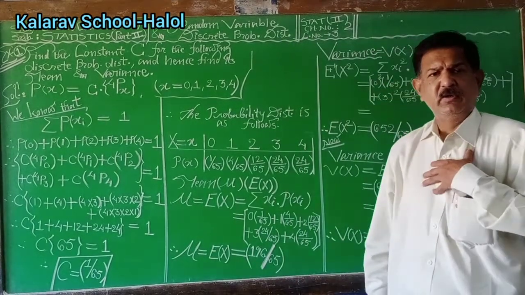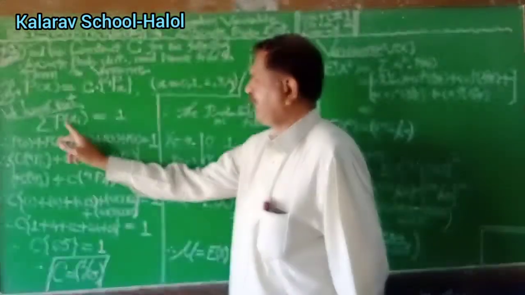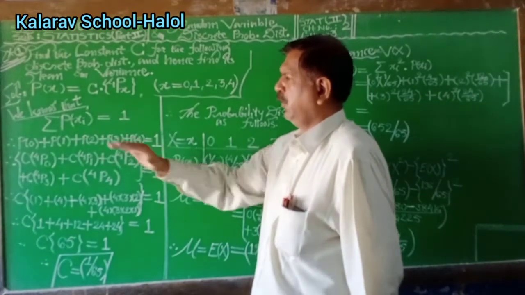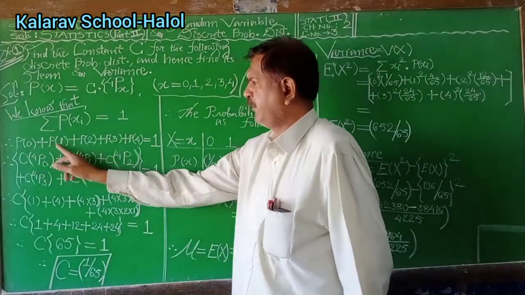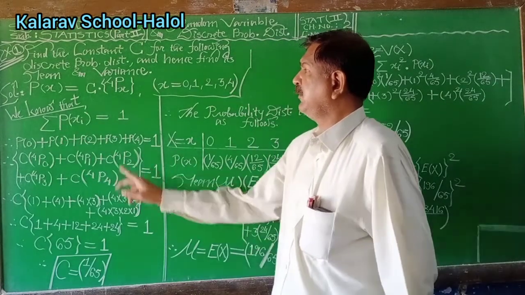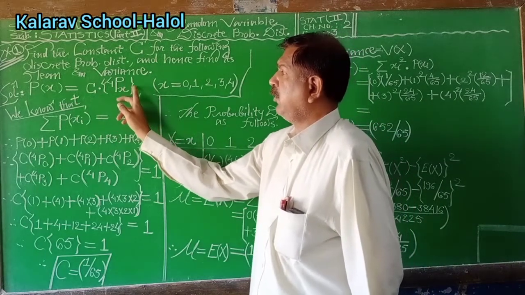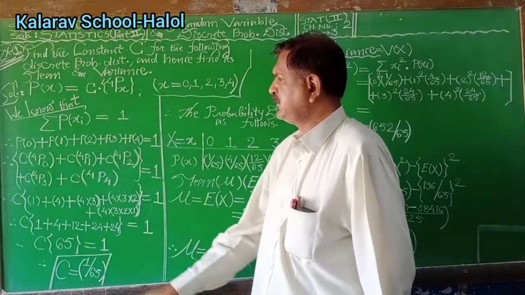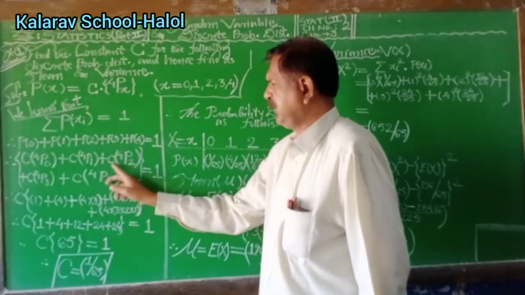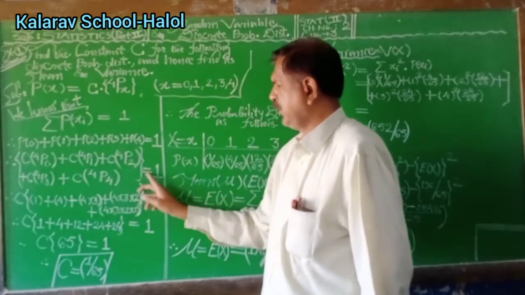We know that summation of all probability is equal to 1, means sigma p of xi equal to 1, where i runs from 0, 1, 2, 3, 4. Means p of 0, p of 1, p of 2, p of 3, p of 4 equal to 1. Addition means take x equal to 0, then x equal to 1, then x equal to 2, and add all these probabilities, means C into 4p0 plus C into 4p1 plus C into 4p2 plus C into 4p3 plus C into 4p4 equal to 1.